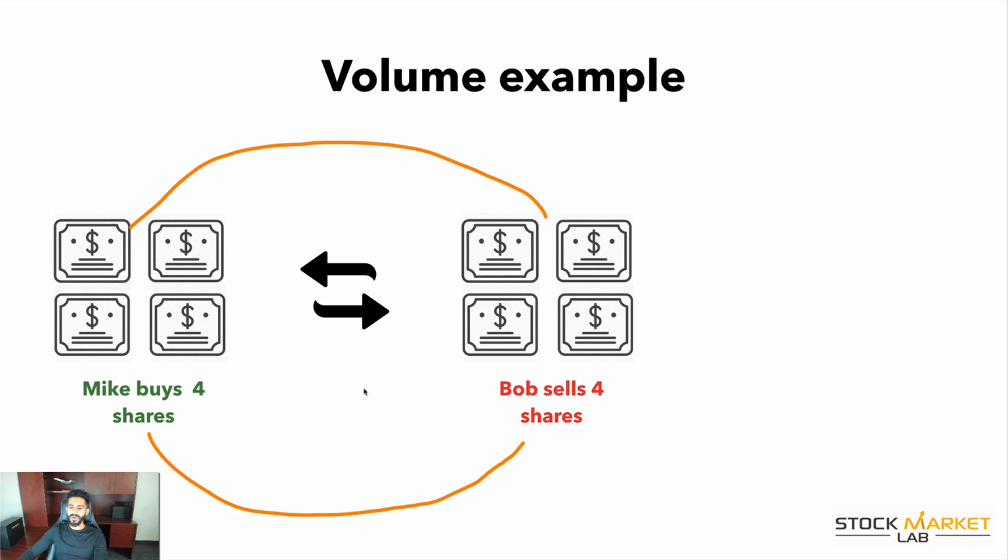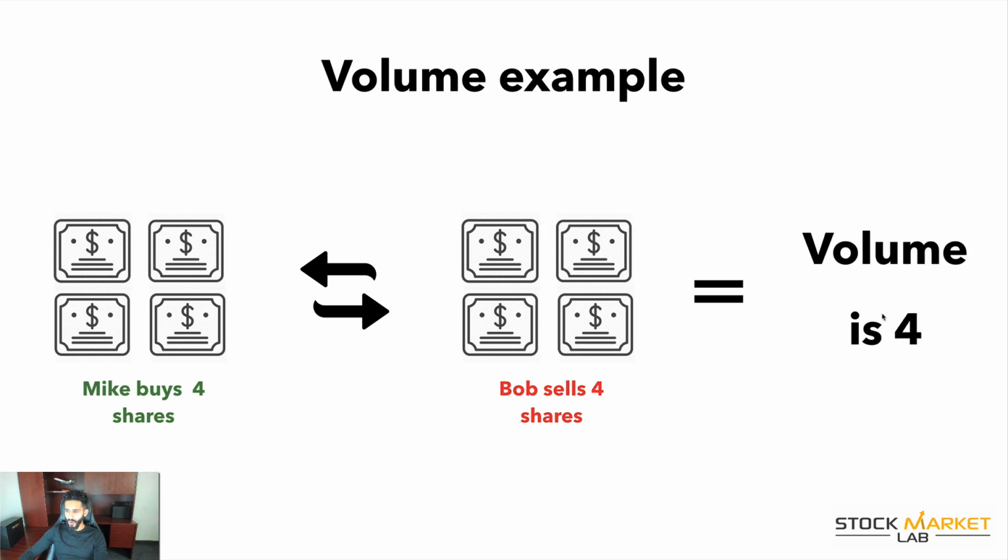Now, if Bob sells his 4 shares and Mike buys 4 shares, what do you think the volume is? Right? This is where it gets very confusing. A lot of people think the volume here is 8. But in reality, the volume is not 8. The volume here is 4.